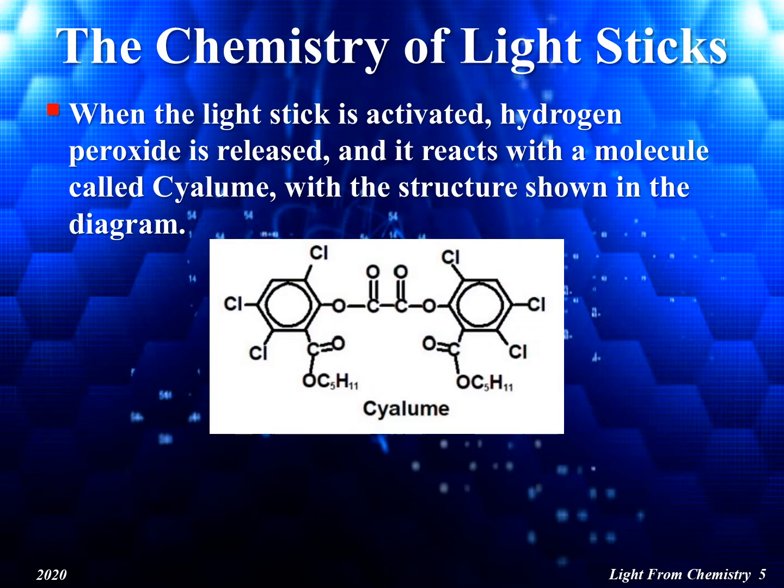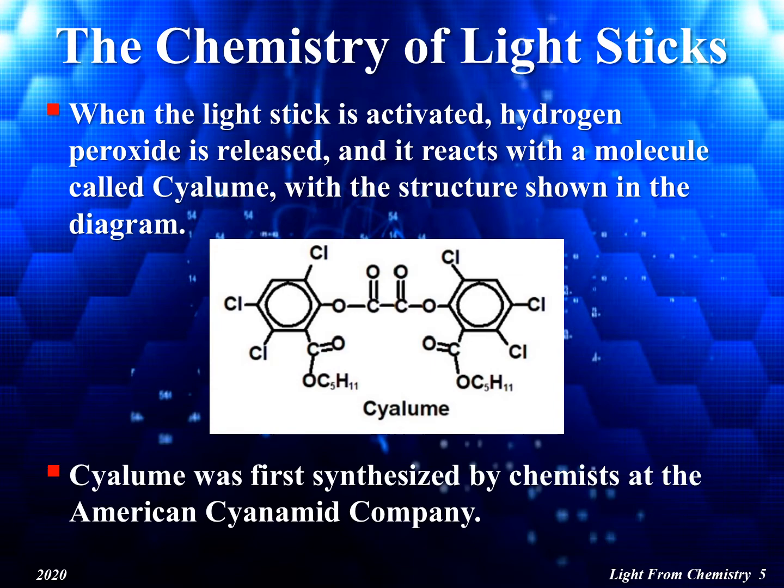When the light stick is activated, hydrogen peroxide is released, and it rapidly reacts with a molecule called psyllium. The structure of psyllium is shown in the diagram. It is known as an anhydride type of compound. Psyllium was originally synthesized by chemists at the American Cyanamide Company.